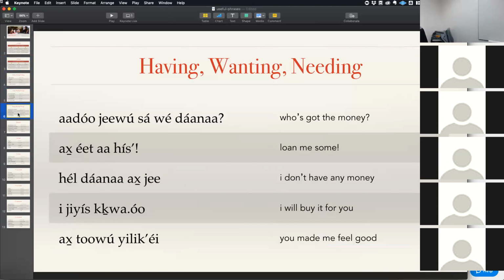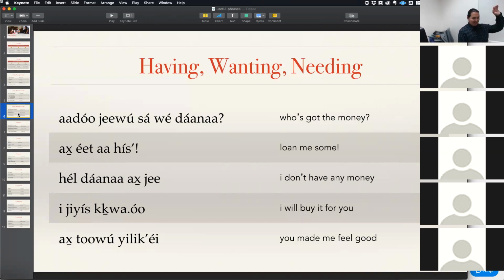Okay, so then there's a few other things. Payday's tomorrow for me, so these are good ones. Adujiwusa wedana. So that dana could be anything, right? Adujiwusa we atchishi. Who's got the dry fish? Like I roll into town looking for some dry fish all the time, right?